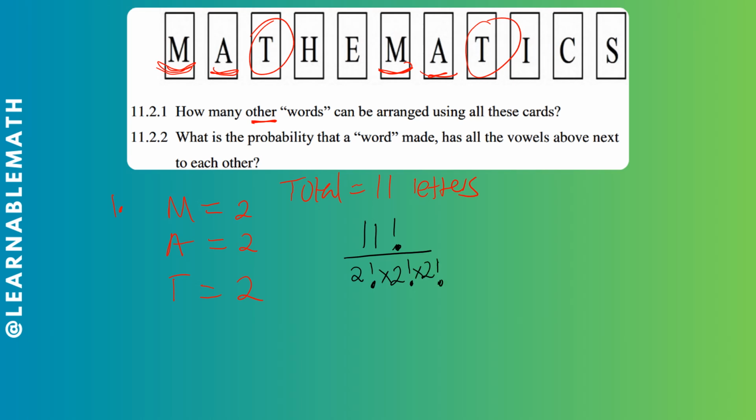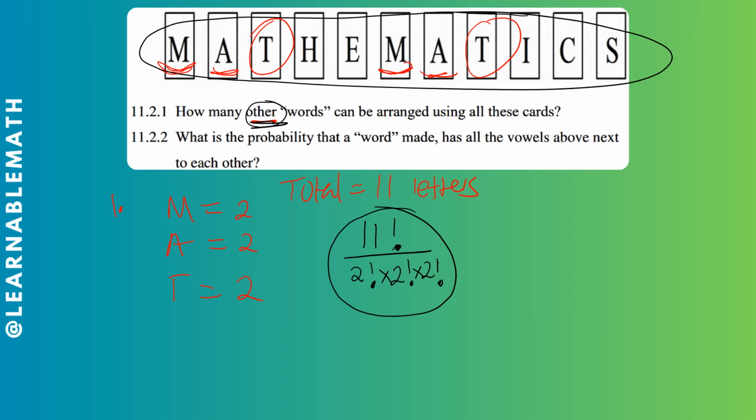Okay, so we have to be very careful. They said how many other words. So this is the total number of words that can be formed, right? But among these there is the one called mathematics, and the question is asking how many others. So we need to remove that one, mathematics, so that we can count the other words that can be formed. We can just punch this on the calculator and get the answer.